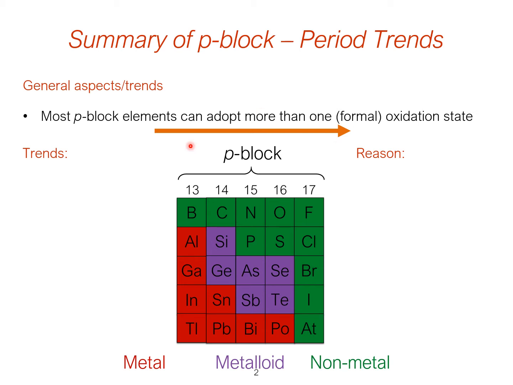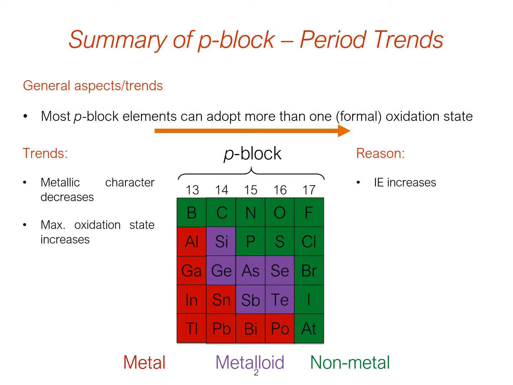Now, with the help of my beautiful homemade periodic table highlighting the metals, metalloids and non-metals, let's look at some trends as we go from the left to the right, so across a period like this, and also the reasoning behind them. So the first trend is that metallic character decreases as we go across a period, and the reason for this is that the ionization energy increases. So metals usually have low ionization energies, so as we go across and the ionization energy increases, they become less metallic. The maximum oxidation state increases, and this is because the number of valence electrons increases.